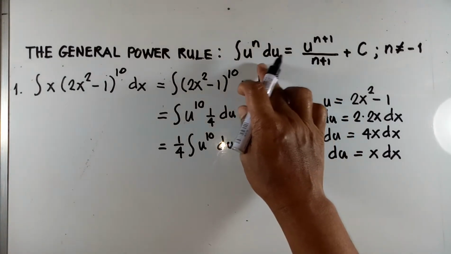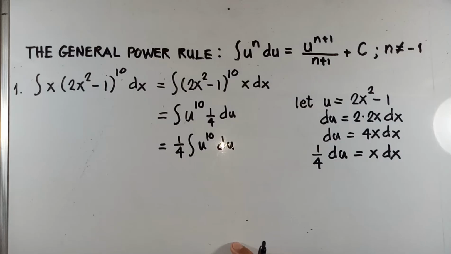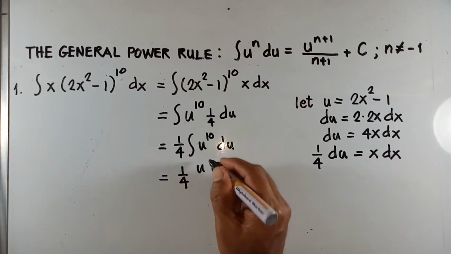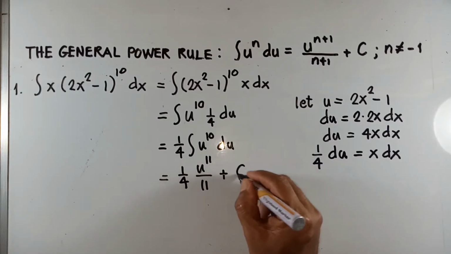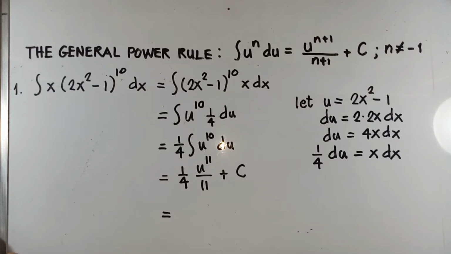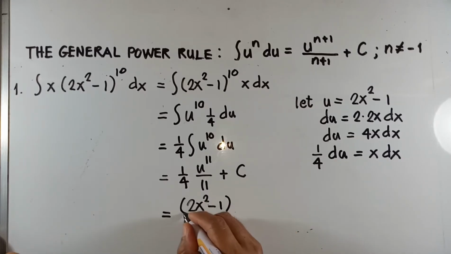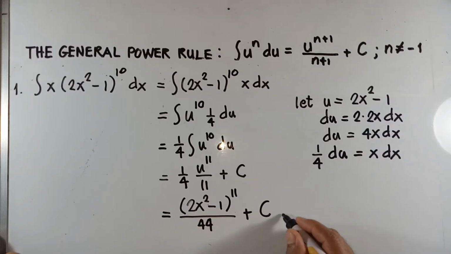So we may now apply the formula integral of u to the n du equals u to the n plus 1 divided by n plus 1 plus c, where n is not equal to negative 1. So this is now equal to 1/4, and then u raised to 10 plus 1 is 11 over 11, and then plus c. After that, substitute back the value of u, 2x squared minus 1. So 1 times u raised to 11 equals u raised to 11. And u equals 2x squared minus 1, and then raised to 11. And then 4 times 11 is 44. And then plus c. And then this is now the answer.